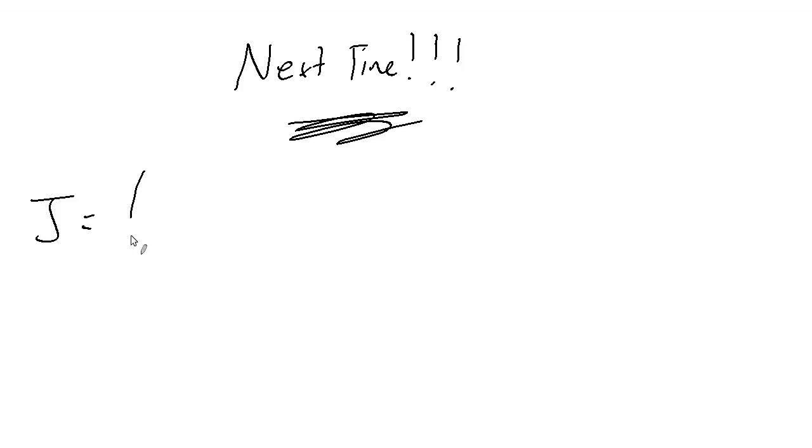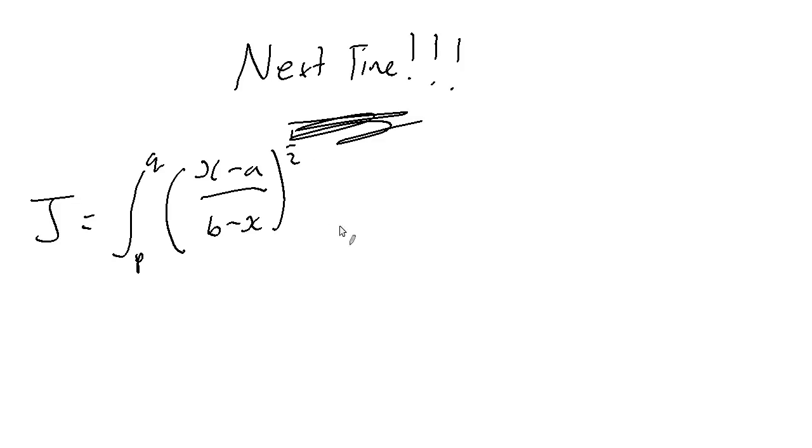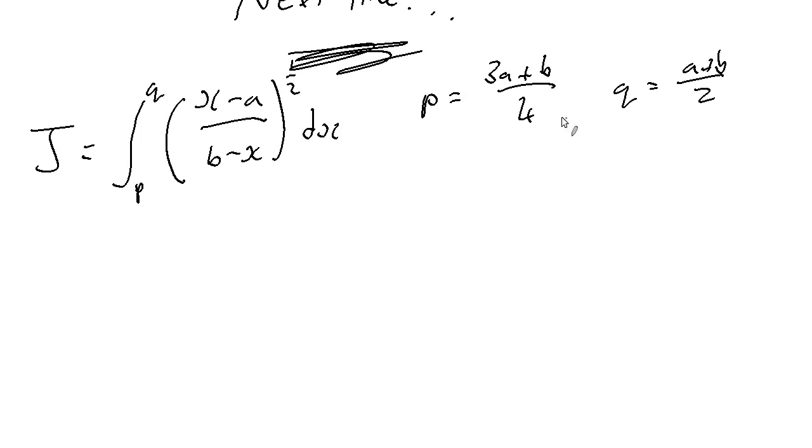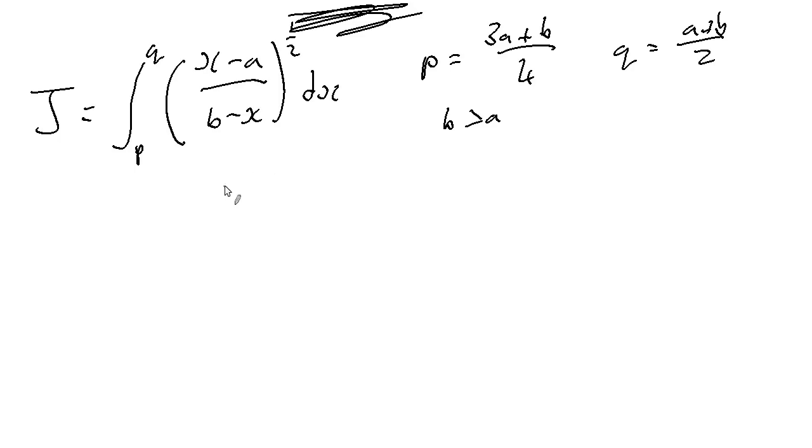J is the integral from P to Q, which are about to be defined, of the square root of (x minus a) over (b minus x) dx, where p equals (3a plus b) over 4 and q equals (a plus b) over 2. Lovely. And b is greater than a. That's relatively unimportant. Right, how to tackle this?